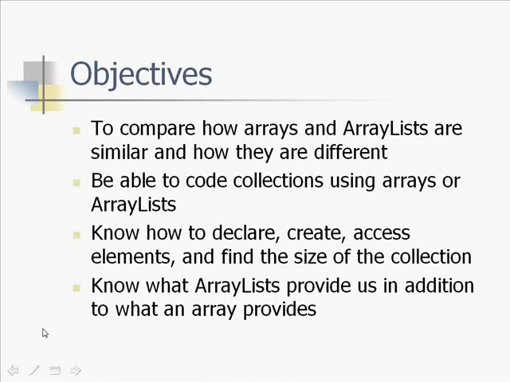Our objectives: we want to be able to compare how arrays and array lists are the same and also how they're different. We want to be able to code collections using arrays or array lists. When we use arrays or array lists, what we're doing is really creating a single variable to represent a collection of objects or primitives. We should know how to declare, create, access elements, or find the size of a collection. And we should also know what extra features array lists provide for us, in addition to what an array provides.